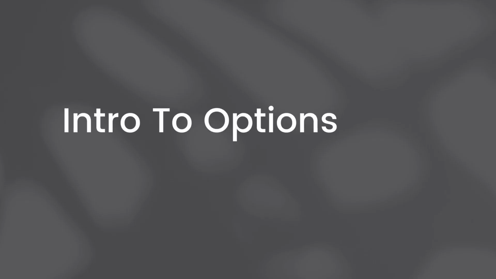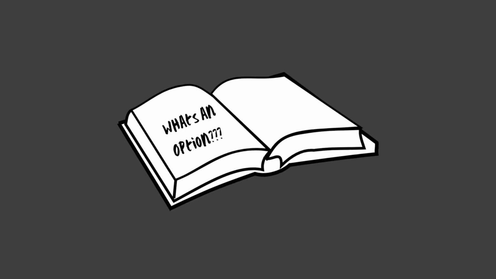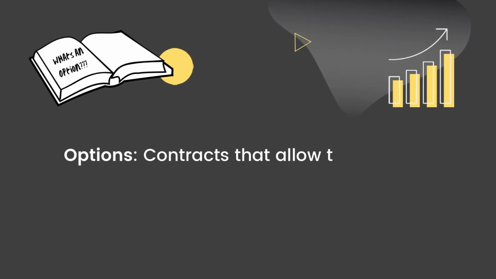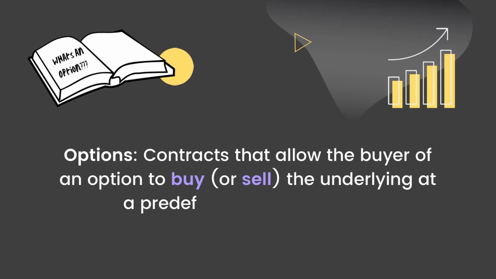Whether you are a seasoned trader or someone who's just starting out, this is for everyone. Let's start with the basics. What are options? The textbook definition of an option is probably what you've come across before. It states that options are contracts that allow the buyer of an option to buy or sell the underlying at a predefined price and time. Now let's break that down.